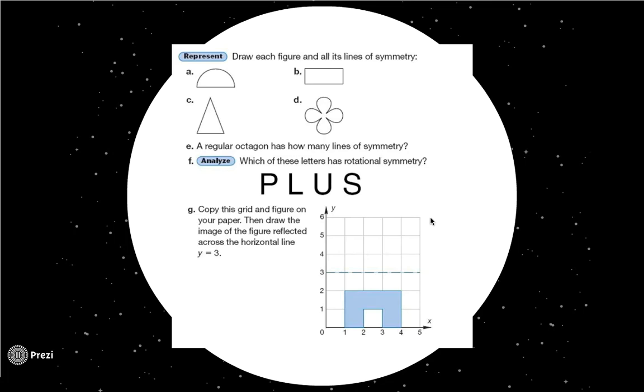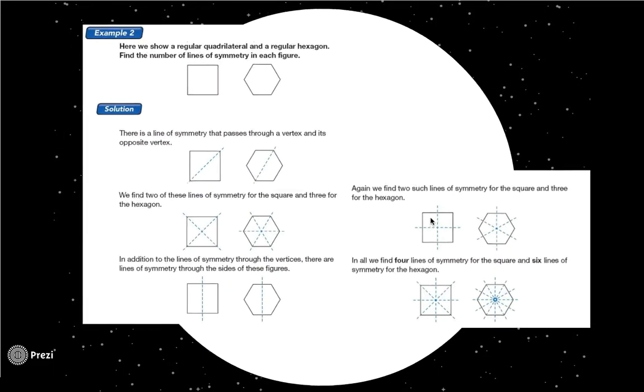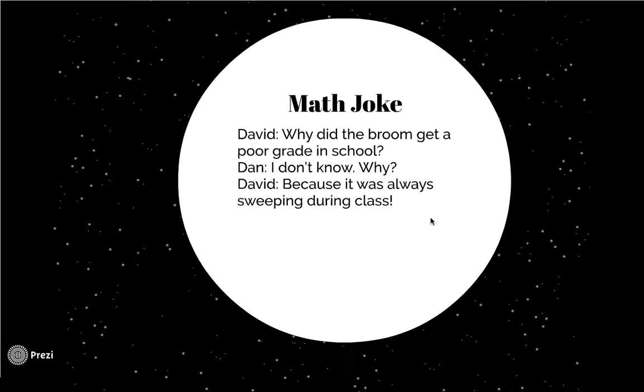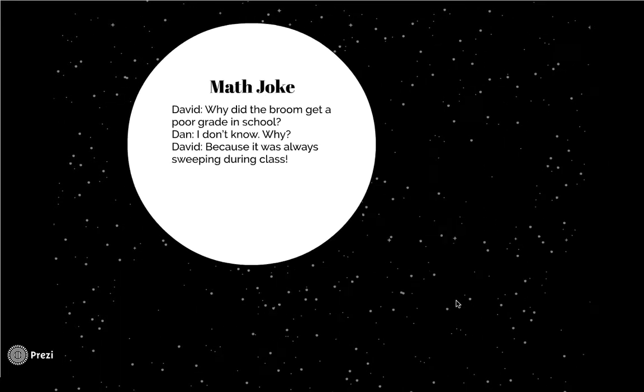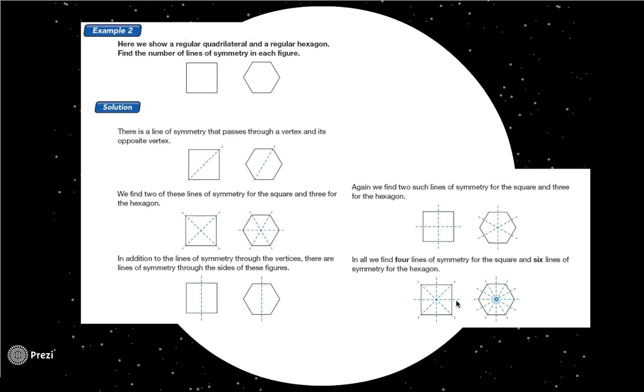So then we can conclude that it does have rotational symmetry. Let me just go back really quick before we go to our lesson. I just want you guys to get this. Rotational symmetry: a figure has rotational symmetry if it regains its original orientation more than once during a full turn. So if you turn this whole rectangle upside down and it looks the same upside down, then it does have rotational symmetry. And when you turn it right side up again, it has the same picture more than once.